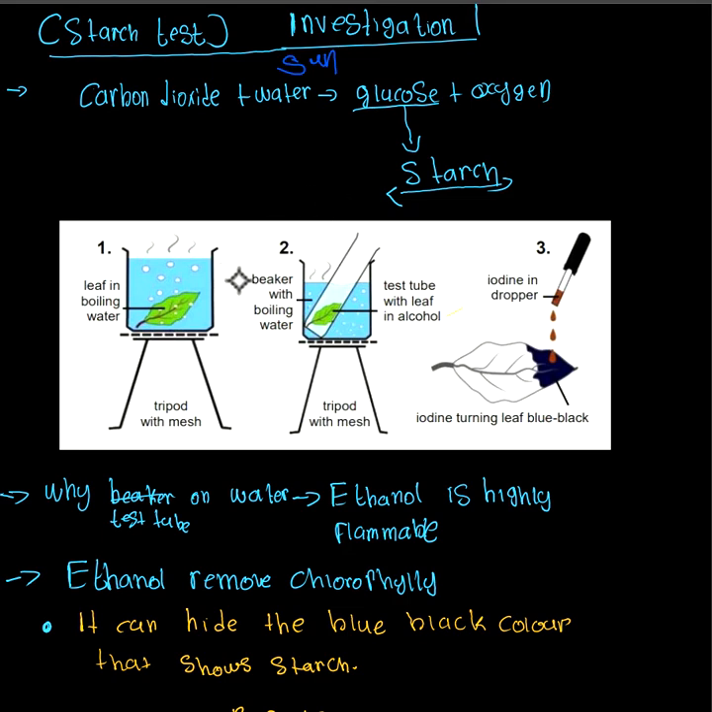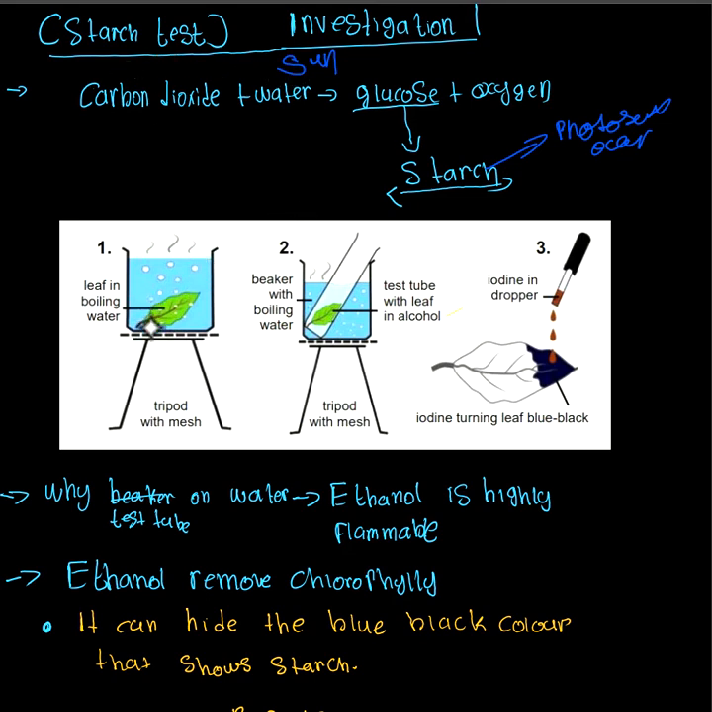So we have to perform an experiment to investigate whether there's a presence of starch or the absence of starch. If the starch is present, it means photosynthesis has taken place. So presence of starch means photosynthesis occurred, and absence of starch means photosynthesis did not occur, because starch is the end product of photosynthesis.